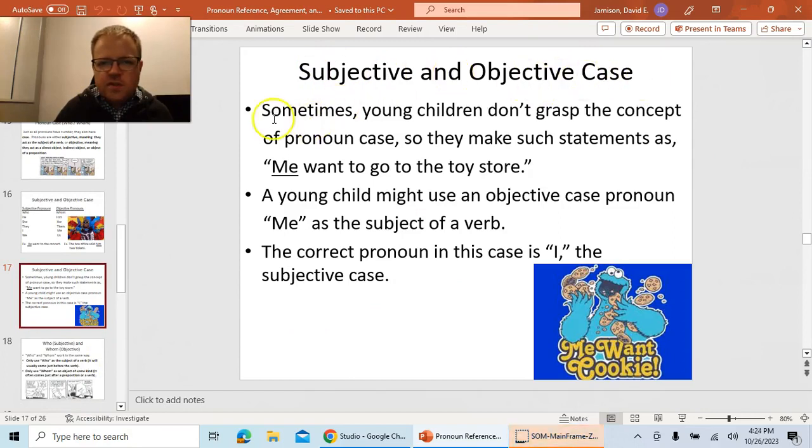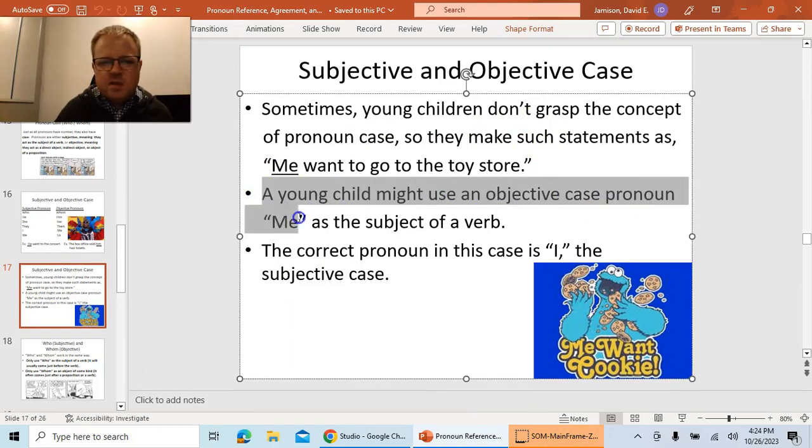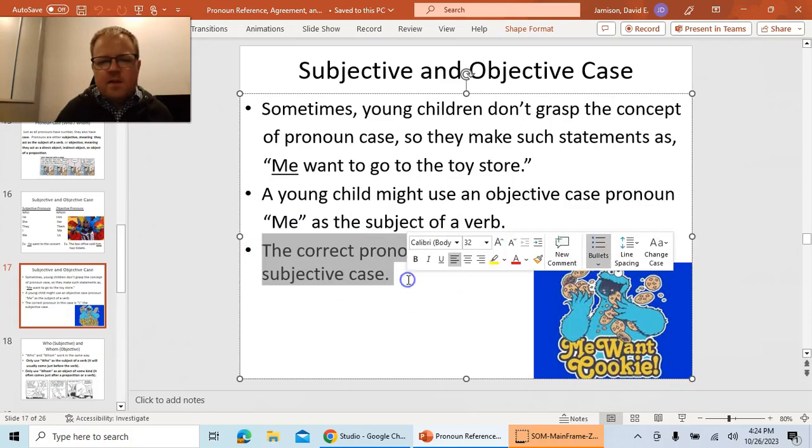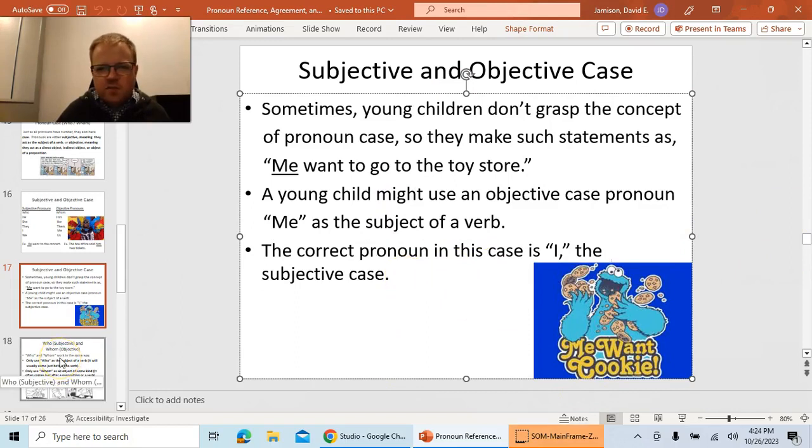Subjective and objective case. Sometimes young children don't grasp the concept of pronoun case, so they make such statements as, me want to go to the toy store, rather. A young child might use an objective case pronoun, me, as a subject of a verb. The correct pronoun, of course, is I. Most people aren't going to mess this up. Cookie Monster will, but you probably won't because you've grown up.